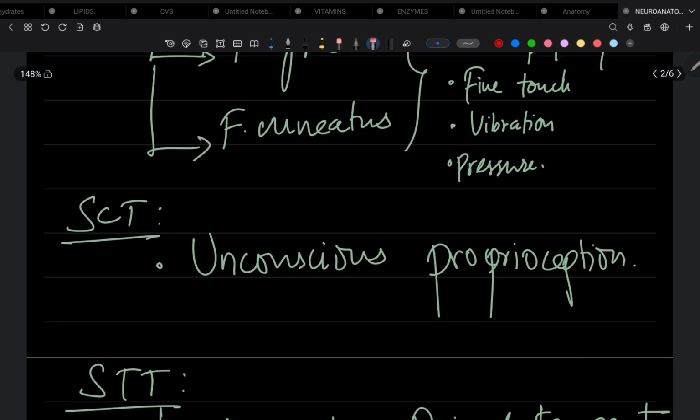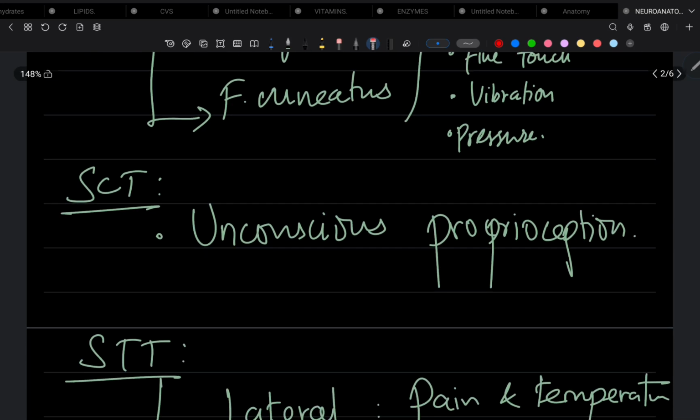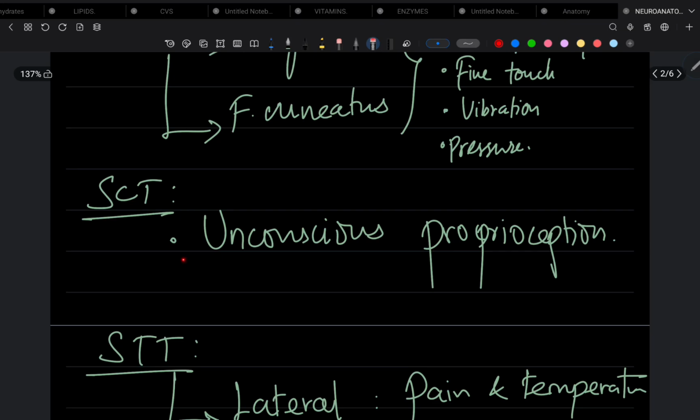The difference between conscious and unconscious proprioception is this: when a doctor is examining a patient, he asks the patient to close the eyes, and when he flexes and extends the index finger, the patient should say that he is currently flexing and extending his finger. That is conscious proprioception; we are concentrating on the joint sense. And SCT carries unconscious proprioception.